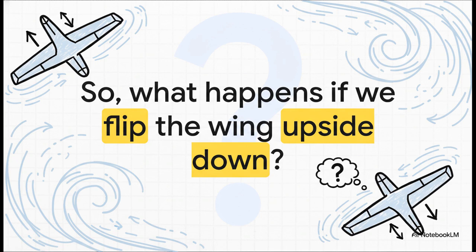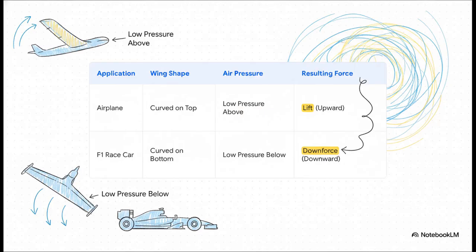Well, as it turns out, we have a perfect high-stakes example of this in the real world. Just look at a Formula One race car. Their wings are literally upside-down airplane wings. The curved surface is on the bottom. This makes the air under the car speed up, creating a powerful low-pressure zone that sucks the car down onto the track. It's called downforce, and it's what lets them take corners at insane speeds. It's the exact same principle, just engineered for the exact opposite result.